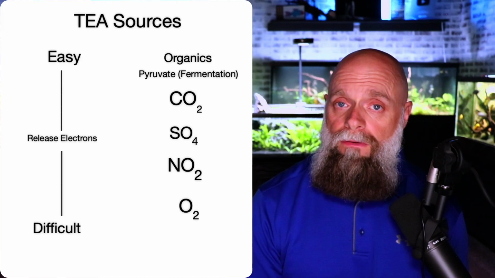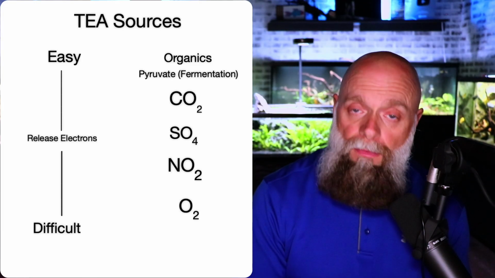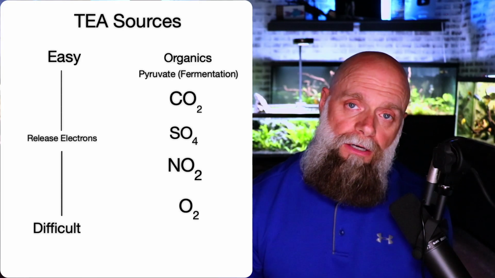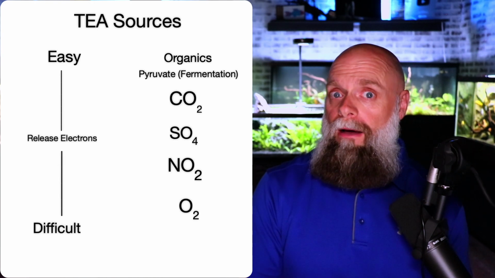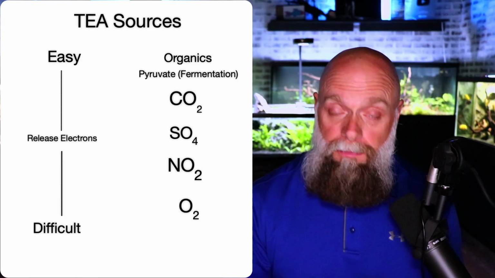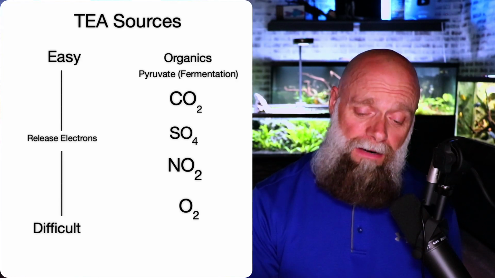Often I ask my students, okay, will a chemoorganotroph always produce more energy than a chemolithotroph? They often get tripped up on this because they're like, well, yeah, chemoorganotrophs, they use carbs, lipids, proteins, that's way better. The key here is always. Think about it for a second.